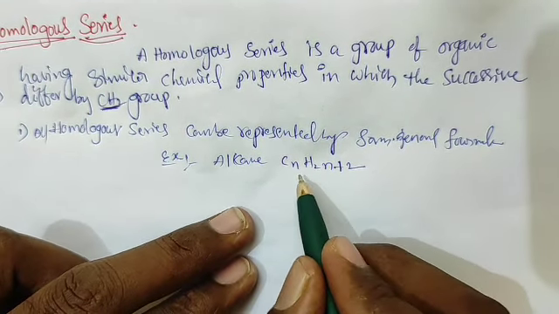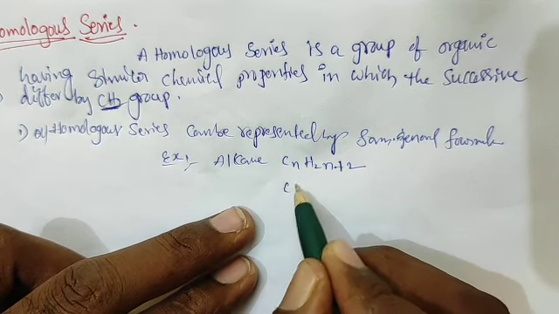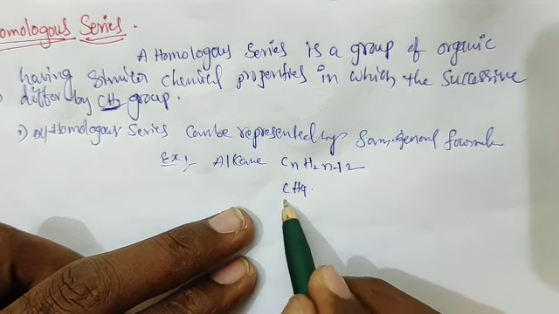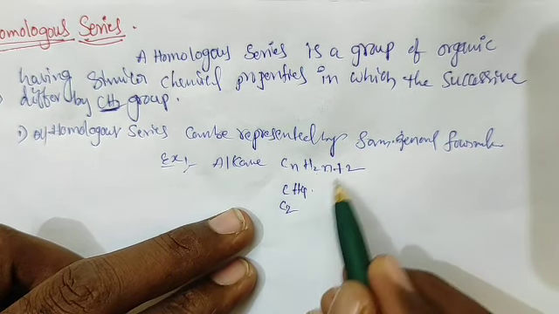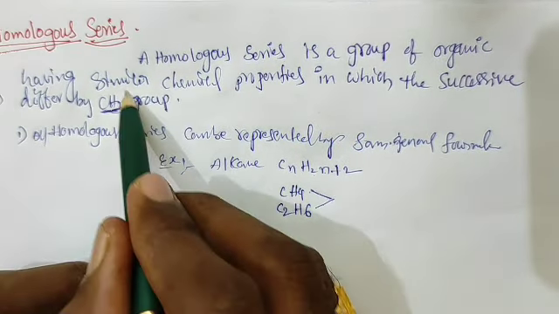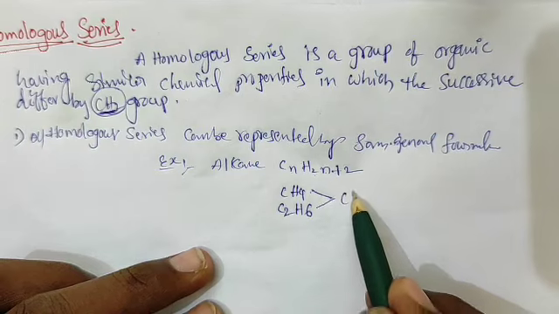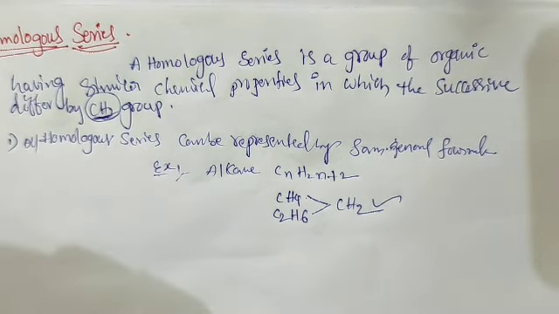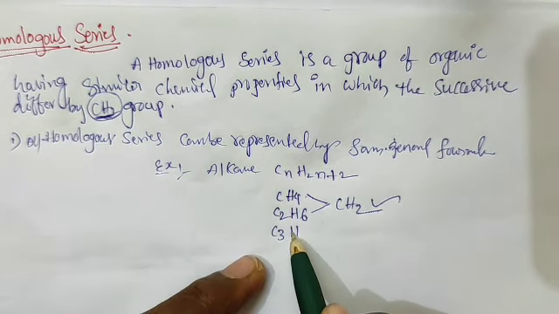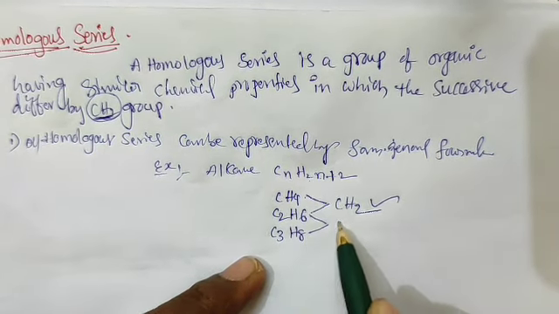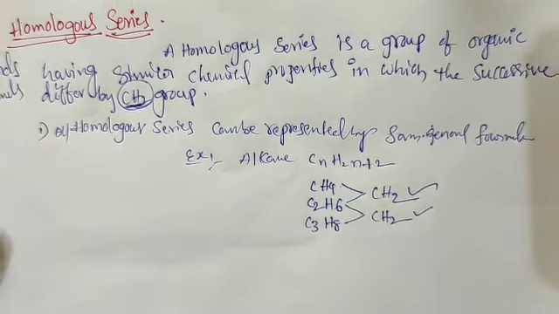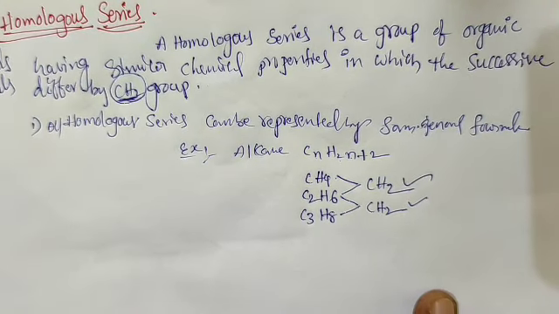If n is 1, CH4 will come, right? CH4. If this is 2, C2, 2 times 2 is 4, plus 2 is 6, C2H6 will come. The difference, as already said in the definition, is CH2 only, no? So this is the homologous series. If again C3H8, now these two also differ by CH2. This is the homologous series.